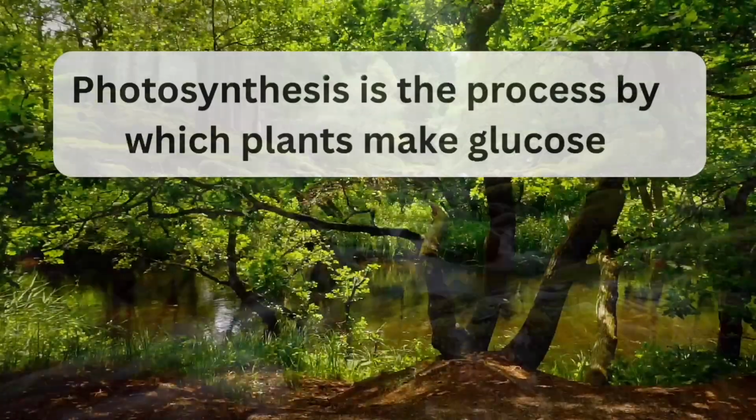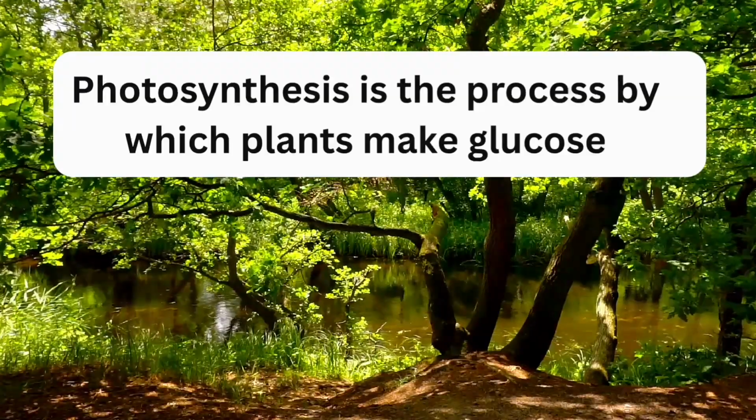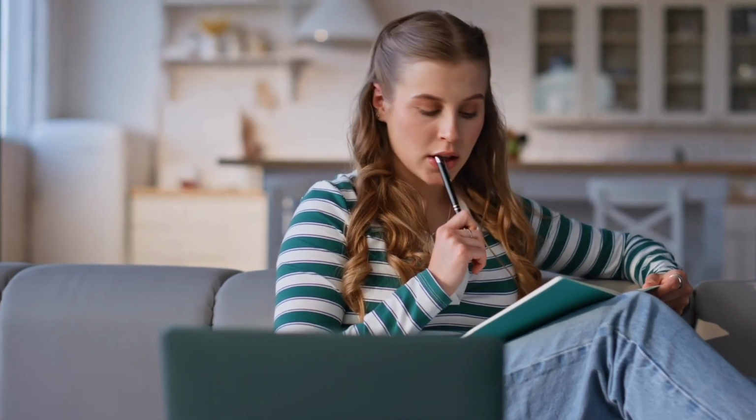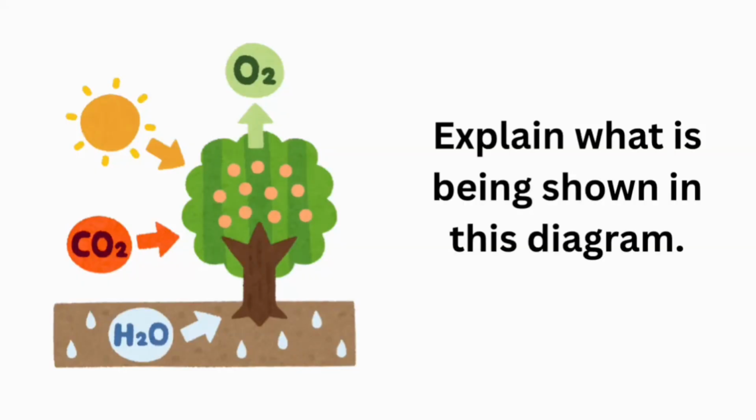Welcome back. If you spend the next 6 minutes watching this video, I'll help you to understand photosynthesis. So a key sentence that you need to know is that photosynthesis is the process by which plants make glucose. So keep watching to learn about how photosynthesis happens. By the end of the video, you should be an expert and able to answer this type of exam question.